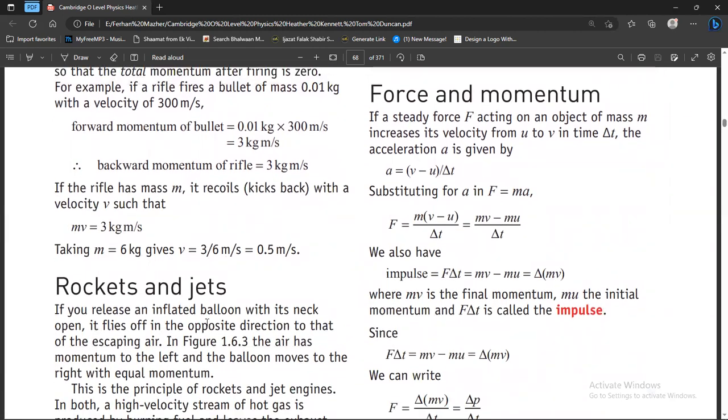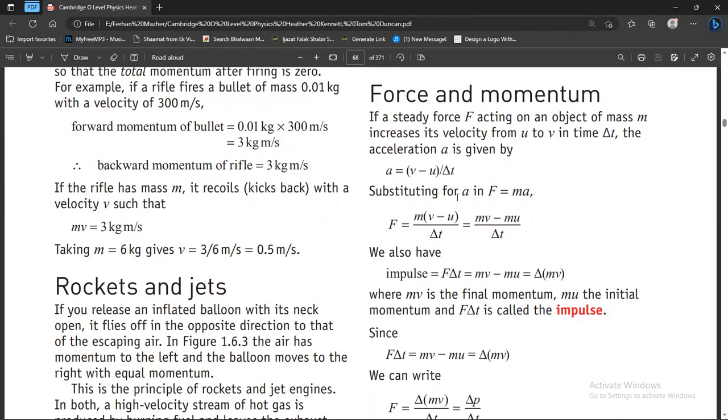And okay, the force and momentum. If a steady force F acting on an object of mass m increases its velocity from u to v in time delta t, the acceleration a is given by, so you know the acceleration is change in the velocity divided by the change in the time. So that is v minus u, final velocity minus initial velocity divided by the time taken.